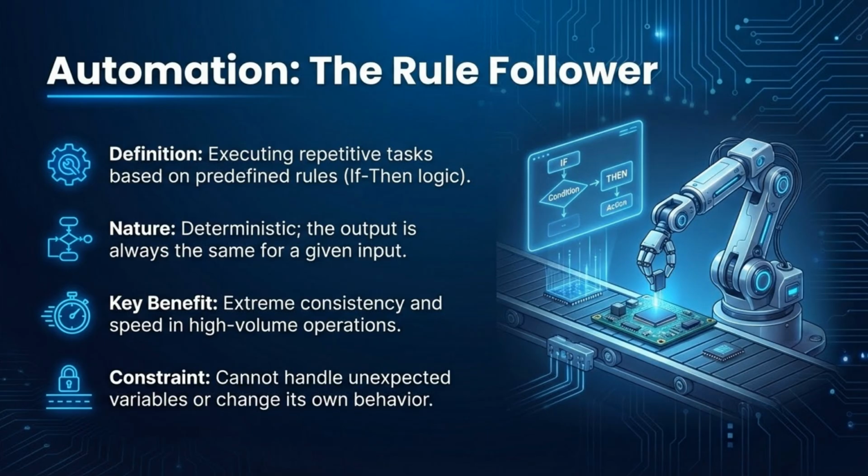Automation is a rule follower. It executes repetitive tasks based on predefined rules, resulting in a deterministic output that is always the same for a given input. Its key benefit is consistency and speed, but it cannot handle unexpected variables.